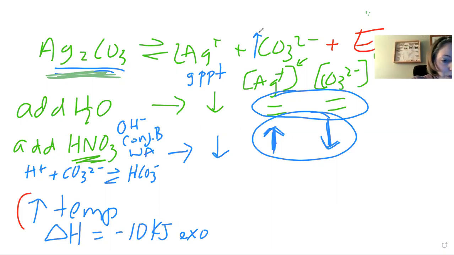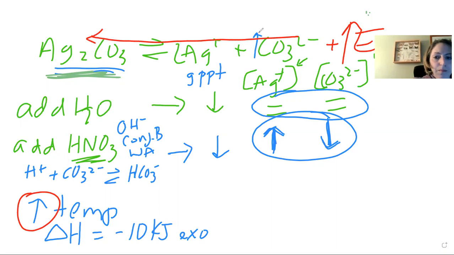So if I increase the temp, that means we're going to add energy. That's going to cause the equilibrium to shift backwards. If it's exothermic and we're adding energy, you're going to have to shift to get rid of that energy, so it would shift backwards. Precipitate is going to increase because we're shifting towards the precipitate. And of course, we're shifting backwards, so both of these ion concentrations are going to go down.